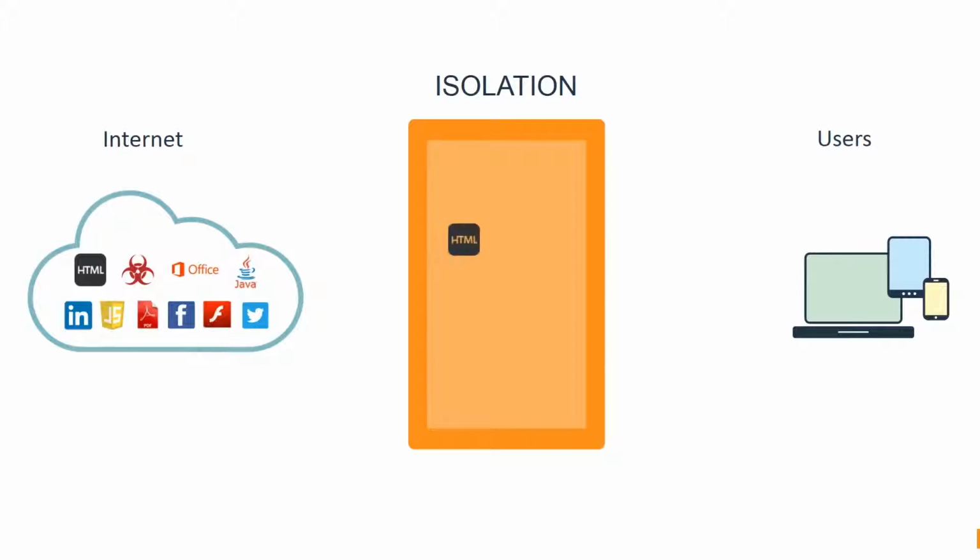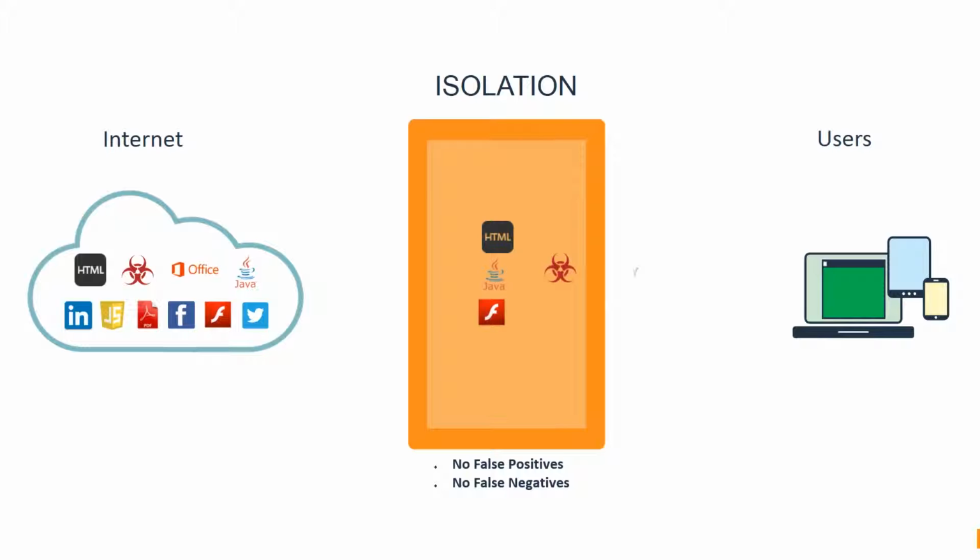The idea of isolation is to isolate and execute all of the content in a way that makes it impossible for malware to reach its target. In theory, isolation holds the promise of perfect security, completely eliminating malware with no false positives or false negatives. But in practice, isolation has been difficult to implement in a way that scales and doesn't break the user's experience.